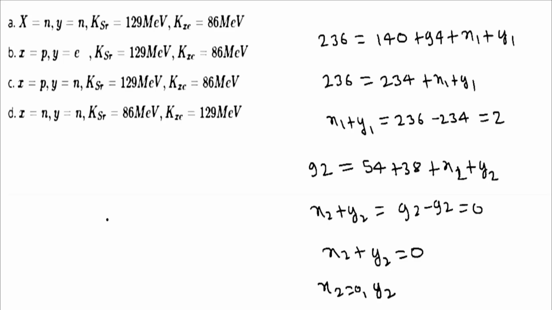It means the particle is a neutron, which has atomic number 0 and mass number 1. So X is equal to n and Y is equal to n, neutron. Option A says X is n and Y is n, and option D also says X is n and Y is n. So A and D may be correct options. Now we have to choose which one is correct, A or D.